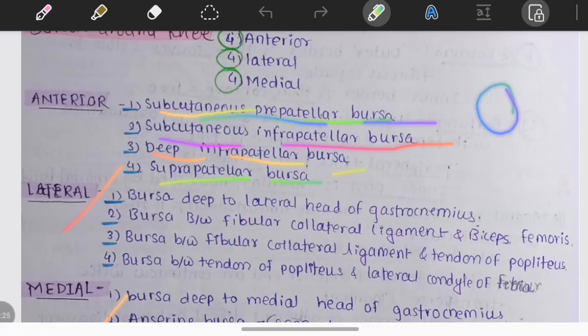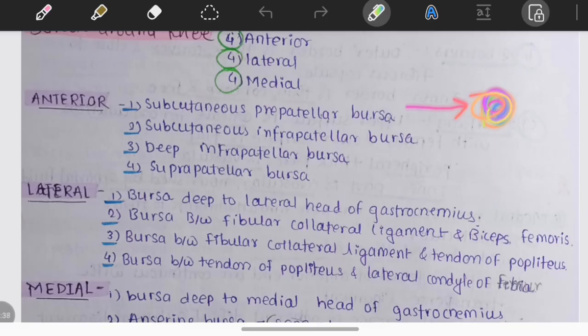Anteriorly, you can see there is the patella, there is the femur, here is the tibia. In this view, the patella is present in the anterior portion. We can see here the patella, here the femur, and tibia and fibula here. So all these bursae have names related to the patella. You can remember it like this.